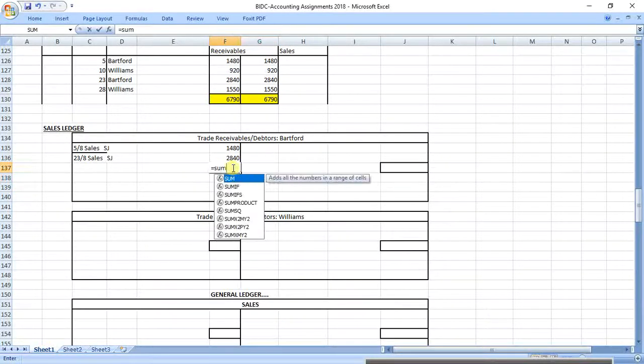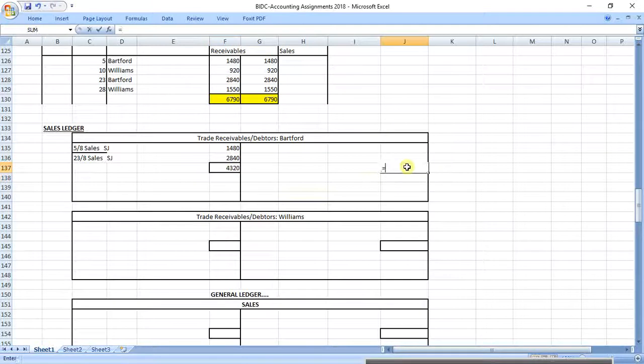So if I add up these two amounts, I get 4320. 4320 is the total, and then you can show balance, carry down, balance, brought down. You don't really have to do it here because it's just one side, but I'm going to show it anyway, just so we've got everything.